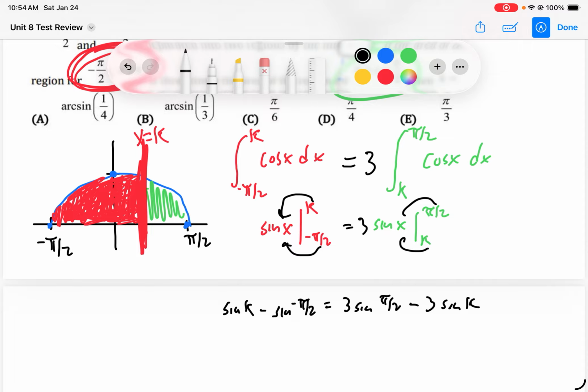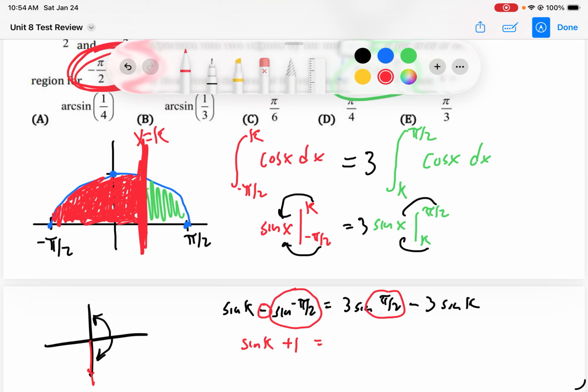All right, so sine of negative pi over 2. Crud. Okay, sine of pi over 2 is that way, right? So negative pi over 2 is this way. Sine is the y-coordinate, so the y-coordinate down there is negative 1. So this is negative 1 right there. But since this was negative 1, this will be positive 1. So it's sine of k plus 1 is equal to sine of pi over 2. That's pi over 2 up, where sine is positive, so it's 3 minus 3 sine of k.